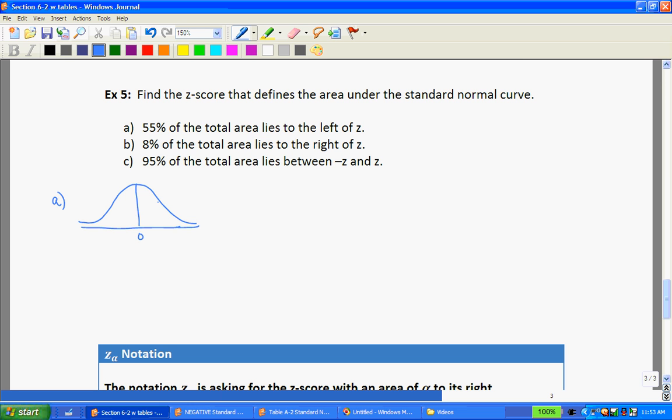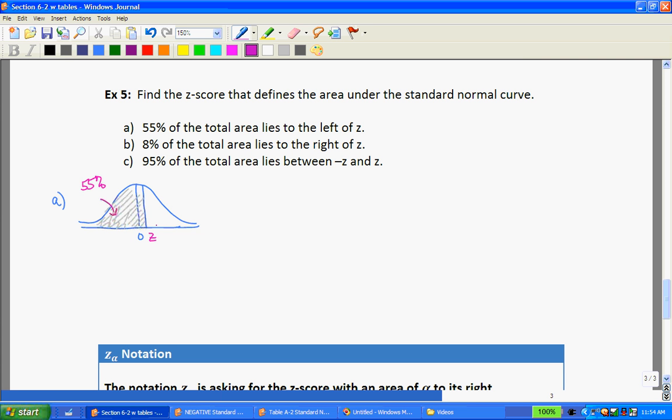There's 0. And 55% of the total area lies to the left. Well, that means my shading is going to be somewhere over here on the left side. But if I'm at 55%, I have to be a little bit past 0 because 0 is 50%. So if I want to smidge past 0, that means I need to be right here. So I'm looking for a value that when I go to look up the area, this area here is 55%. I'm looking for the z-score that gives me that.